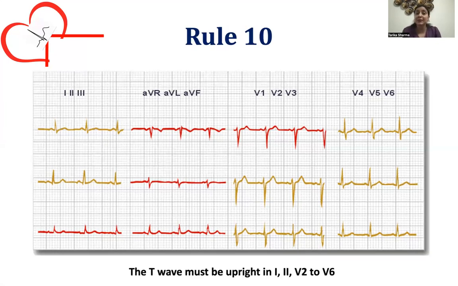Then as per your rule number 10, the last rule says that T wave must be upright in these leads. ठीक है, जो आपकी lead 1 है, 2 है और V2 से V6 तक leads हैं, the T wave should be positive. The T wave should be upright in these leads. There should not be negative or downward direction in these leads. So these are the 10 rules which have been given by Professor Chamberlain. And whenever you see any ECG, you try to correlate the ECG findings with these rules to identify the normal ECG.